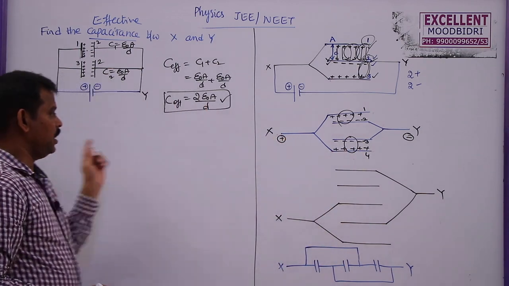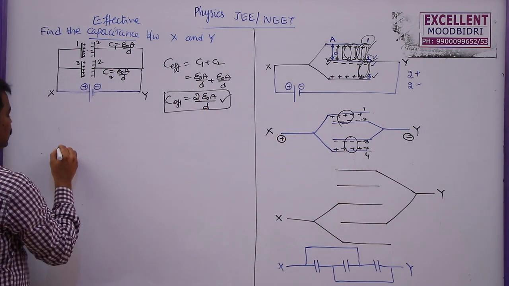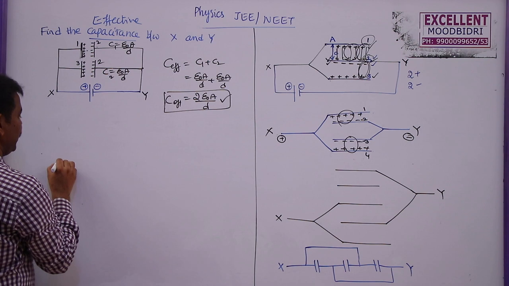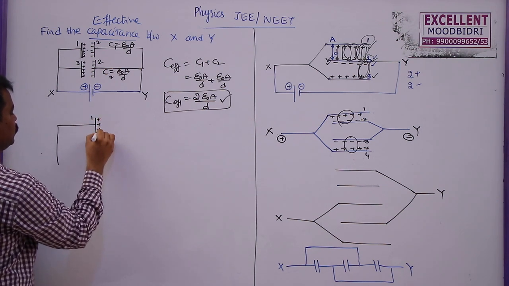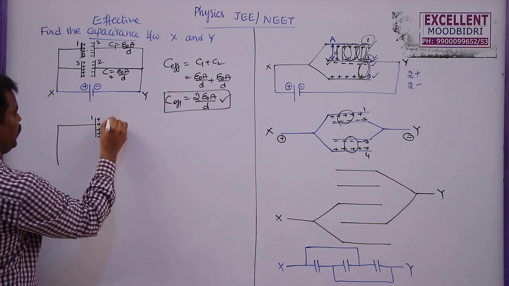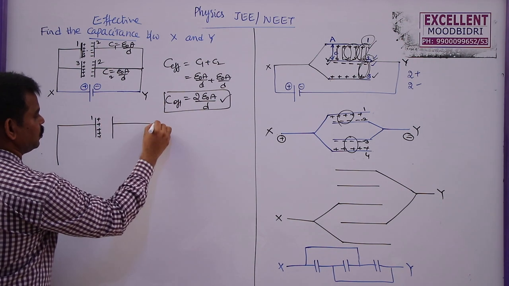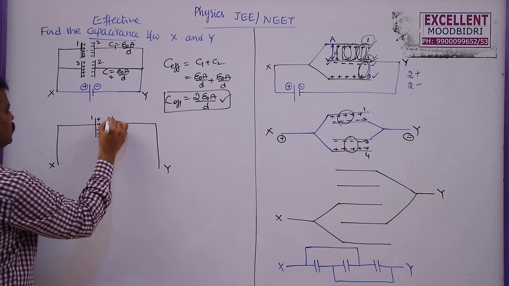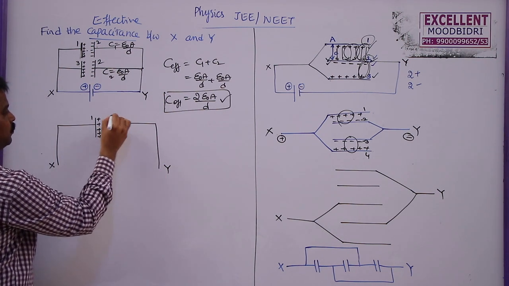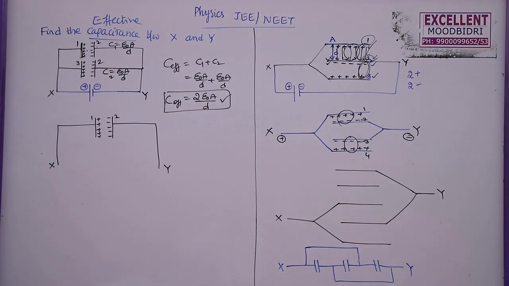So how to draw this diagram here? Now as it is, I am going to draw. From X, the first plate is connected. This is plate 1, 2, 3, 4, 5. And plate 2 is connected to terminal Y. So this is Y, this is X. This is the negative terminal, this is plate 2. Now plate 3 and plate 4 are also connected here.